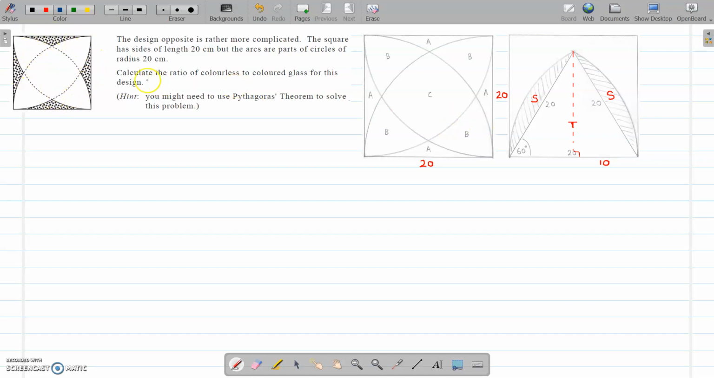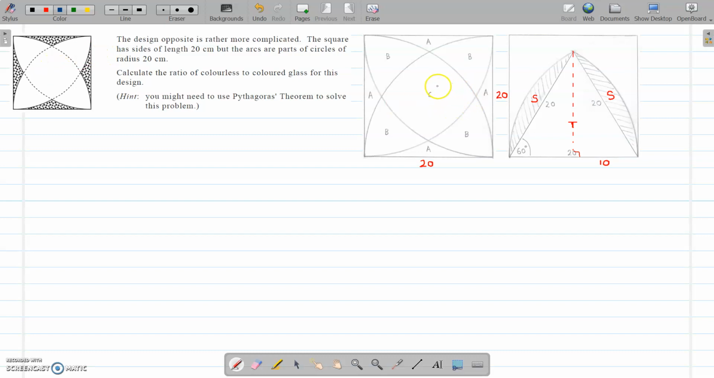Okay, now what I've done is I've recreated the shape here, but I've labeled and I've noticed 3 distinct areas. I've got 4 copies of area A, which is the shaded area. I've got 4 identical copies of area B, which are these bits here, and I've got 1 of area C, which is the bit in the middle.